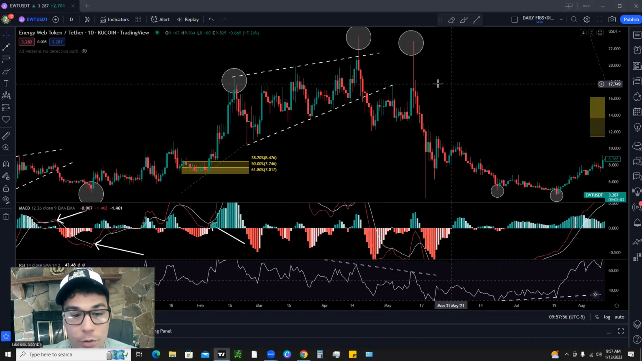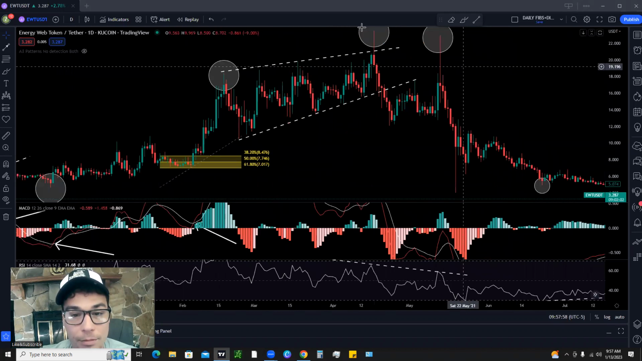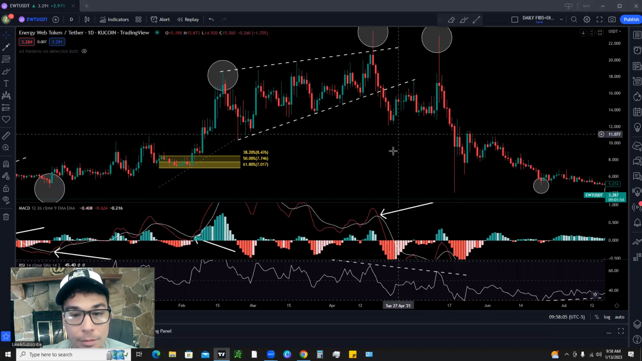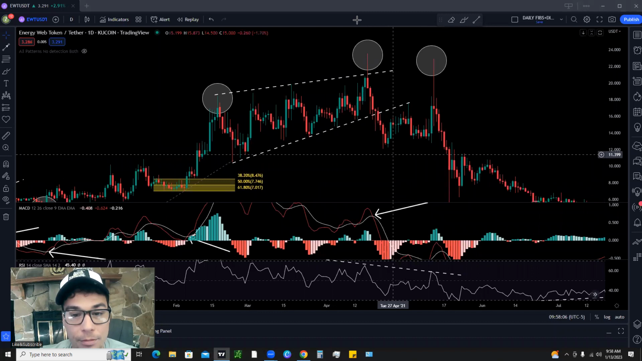Now, shortly afterwards, we end up forming that ascending wedge, that rising wedge pattern again, right? And sure enough, it's a bearish chart pattern, and you can expect a move to the downside. Well, what do we see here? What are we getting?